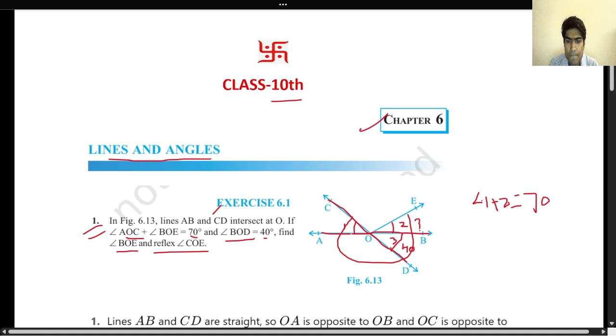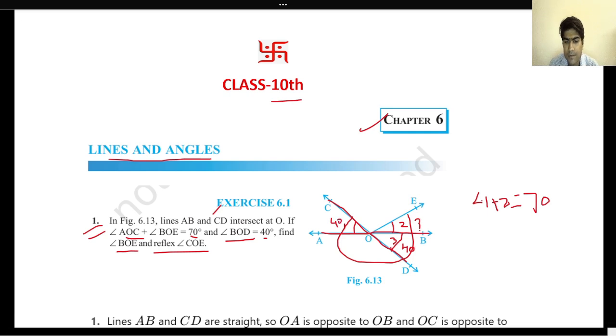So with this, our angle AOC will be equal to angle BOD. That means angle AOC will also be 40 degrees. So angle 3 and angle 1 are equal, because the angles formed by intersecting lines are called vertically opposite angles, and they are equal. And you have been given in the question that angle AOC and angle BOE is 70 degrees.